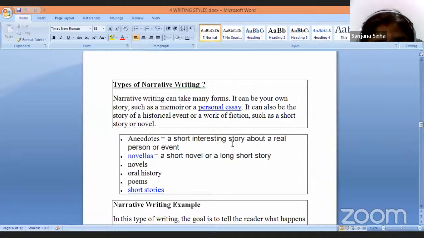Now here are the types of writing. The first is anecdotes. Anecdotes का मतलब होता है a short interesting story about a real person or event. The definition of anecdote: short story about a real person or an event.